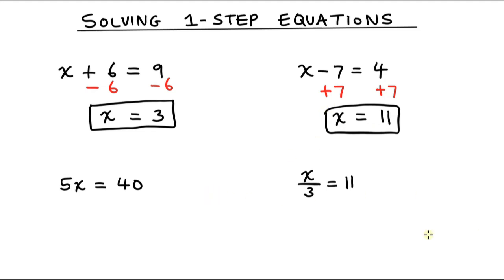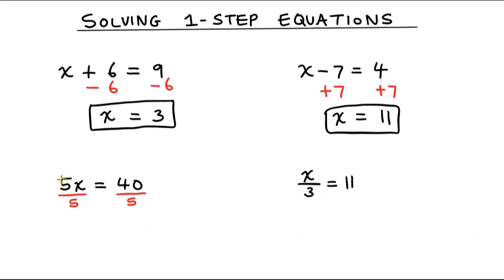Okay, question 3. I've got 5x is equal to 40. And what this means, when we've got a number and a letter next to each other, that just means multiply. So 5 multiplied by x is equal to 40. I want to get x on its own. So at the moment, we're multiplying by 5. The opposite of multiplying by 5 is divide by 5. So to get rid of the 5, I need to divide by 5. And obviously, I need to divide the right-hand side by 5.